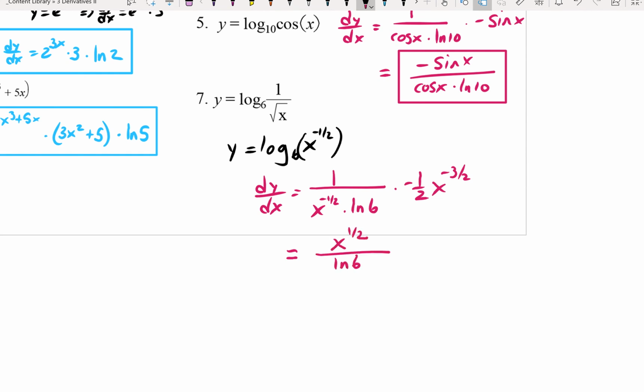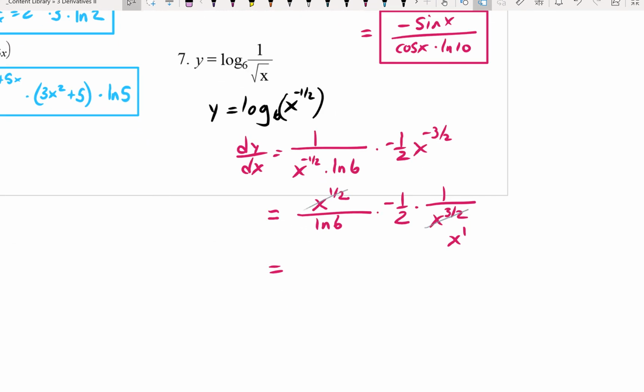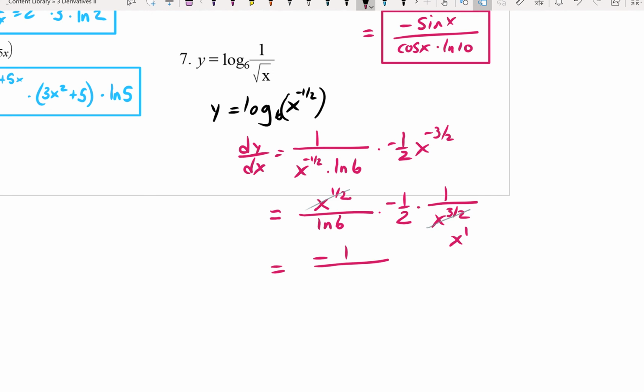Still have my ln 6 in the denominator. I've got a negative 1/2, and then x to the negative 3/2 can move down into the denominator and become x to the 3/2 in that way. And then I can actually cancel out this x to the 1/2, taking away 1/2 from 3/2, which is 1.5, and the result will be just x to the first power. So simplest form then would be negative 1 over 2x natural log 6, and that is my answer.